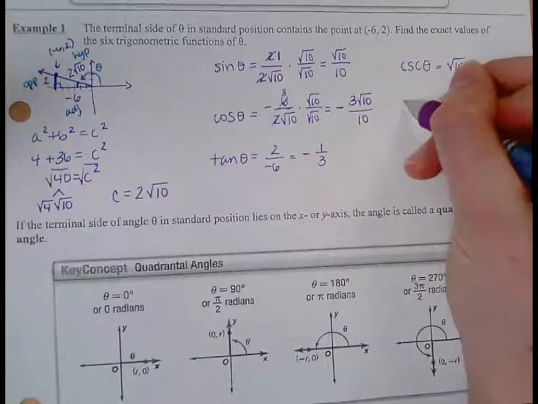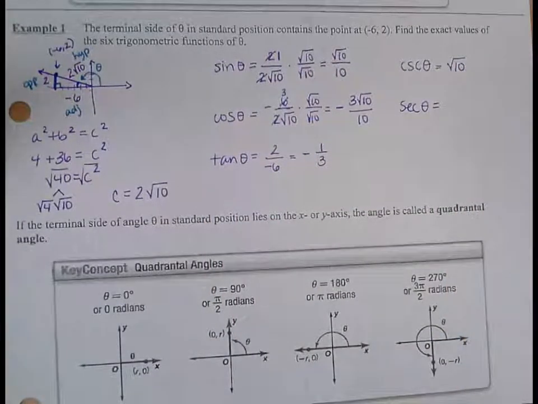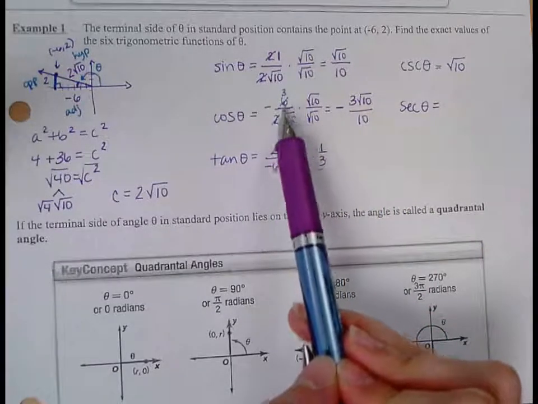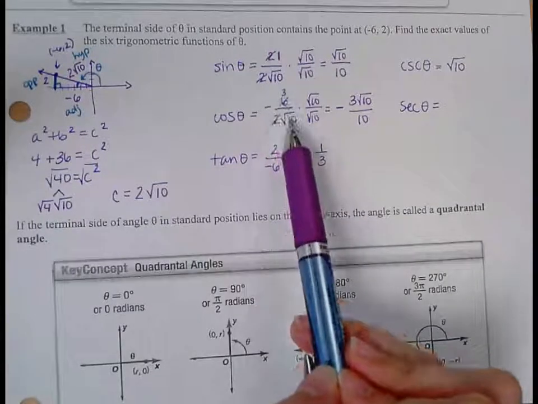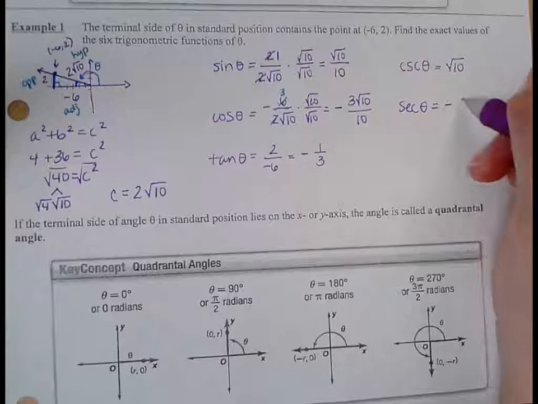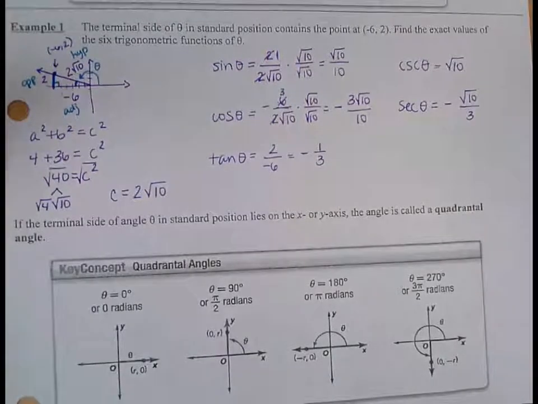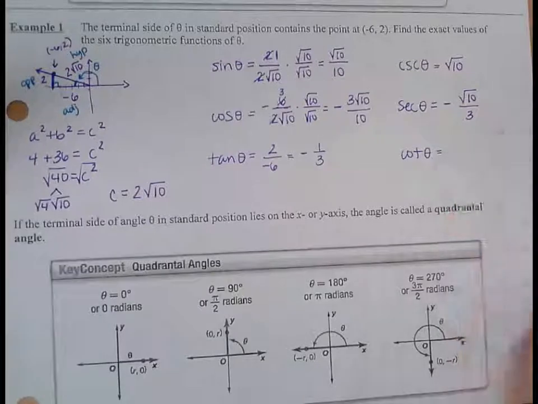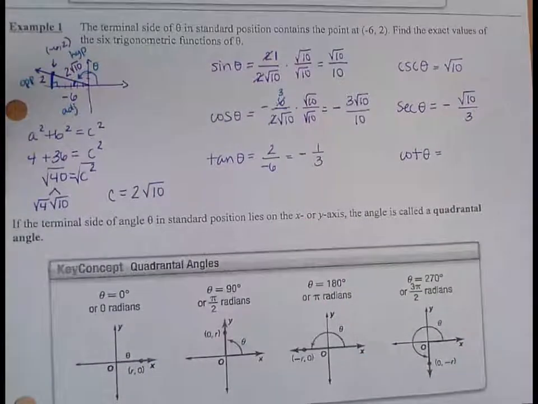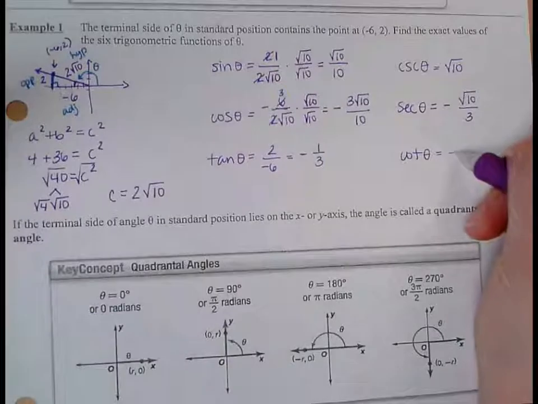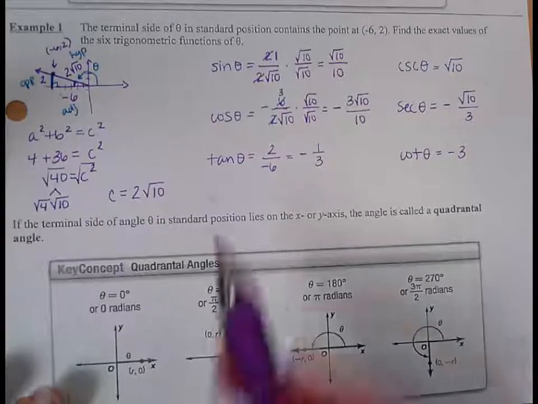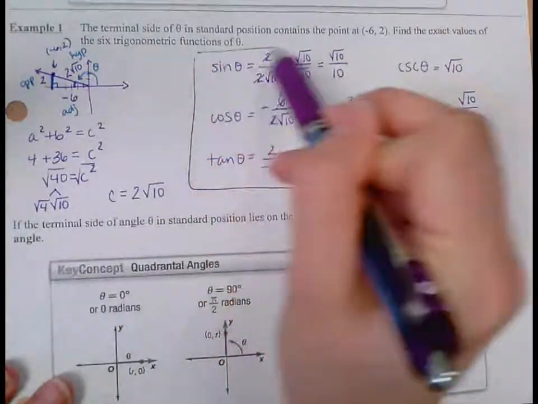Reciprocal of cosine of theta is secant of theta. And if I go back to the beginning here, after I simplified the 6 and the 2, I had -3 over the square root of 10. So that would be negative square root of 10 over 3. And then reciprocal of tangent is cotangent of theta. And that would be the reciprocal of -1/3, which would just be -3 over 1 or -3. So these would be the values of the 6 trig functions.